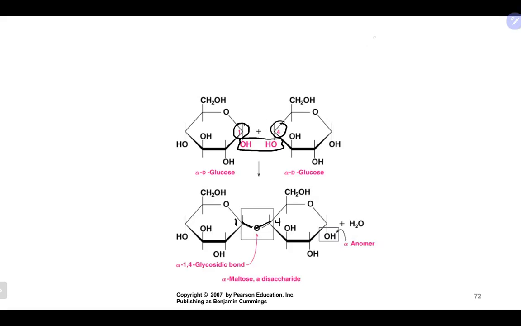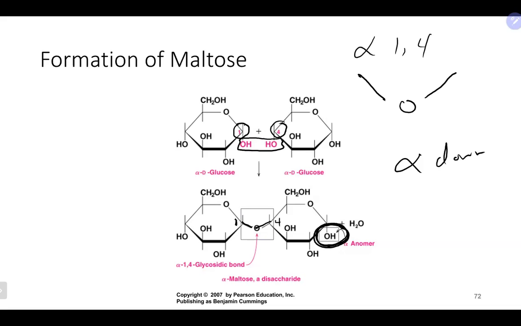The way you can remember it's alpha 1,4 is it will always look like this, like it's coming down. Alpha means down, right? So it's coming down in that sort of form to bond it together. This is the alpha anomer because at carbon number 1 of this glucose, the OH is down. So 1,4, one on one glucose, 4 on the other, come together and make this alpha 1,4 glycosidic bond. And that is what makes maltose, 2 glucose units.